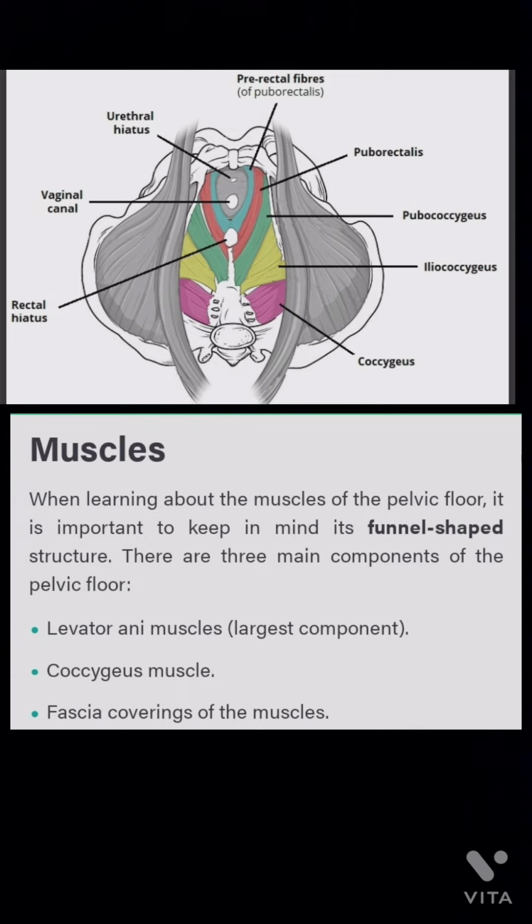The three muscles which make up the levator ani are the pubococcygeus, puborectalis, and iliococcygeus. Another is the coccygeus muscle, the smaller and most posterior pelvic floor component. And the last part is the fascia coverings of the muscles. Fascia is the all-over covering of the muscles.